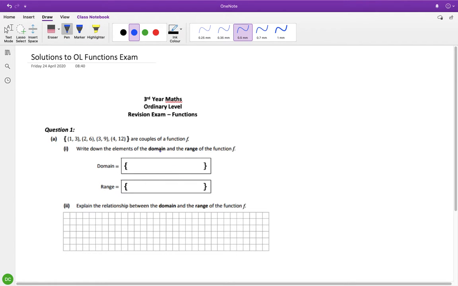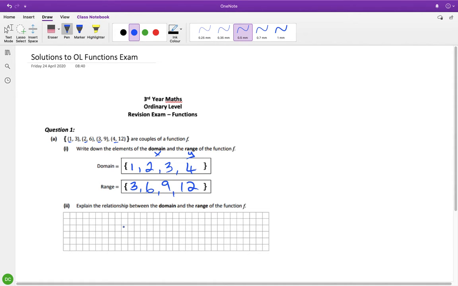So the domain are the x values and the range are the y values. And the x values are first, so that's 1, then 2, then 3, then 4. They're your x values, so they're first in the brackets. And then your y values are the ones that are second in the brackets. So they're the range. So that's 3, 6, 9, 12.